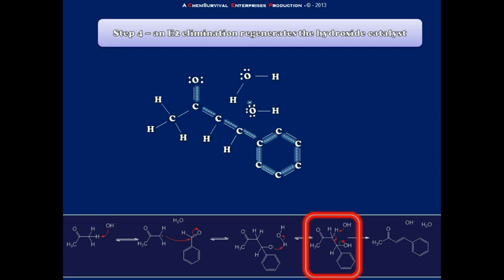And again, if we want to continue, we can add another benzaldehyde molecule to the other side of our new product and create dibenzalacetone. I'm going to let you do that mechanism on your own, and that's all for now.